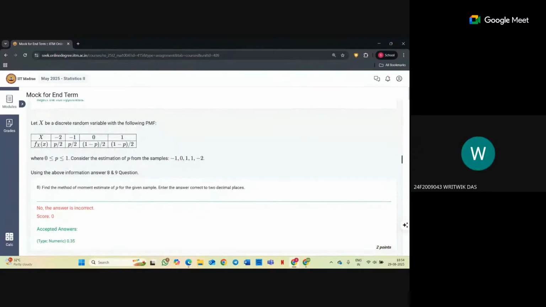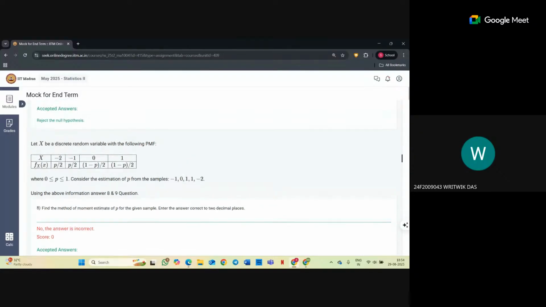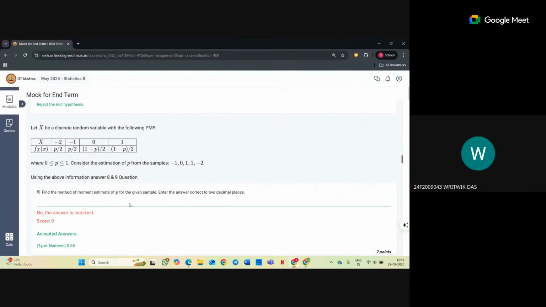Fine. For this question, let's summarize. Whatever the tail test is, if the p-value is lesser than the significance level, it will be rejected, and if it's greater, it will be accepted. That's it. Okay, now the next question.